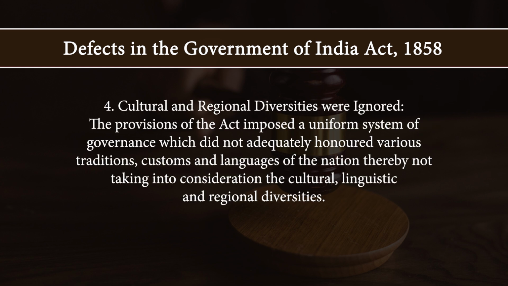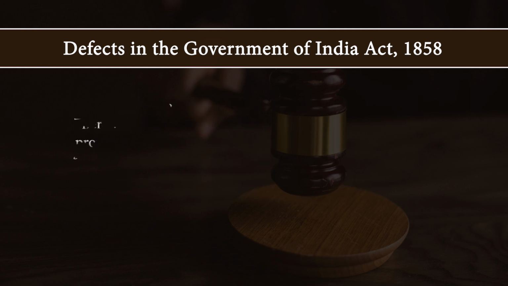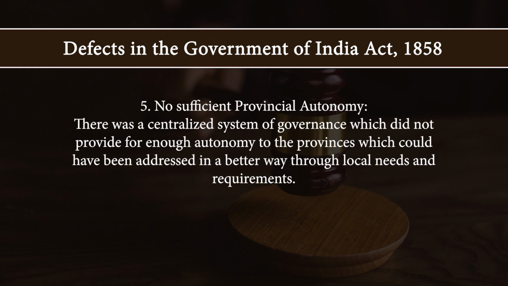Cultural and regional diversities were totally ignored. The provisions of the Act imposed a uniform system of governance, which did not adequately honor various traditions, customs, and languages of the nation, thereby not taking into consideration the cultural, linguistic, and regional diversities. No sufficient provincial autonomy. There was a centralized system of governance which did not provide enough autonomy to the provinces, which could have been addressed in a better way through local needs and requirements.